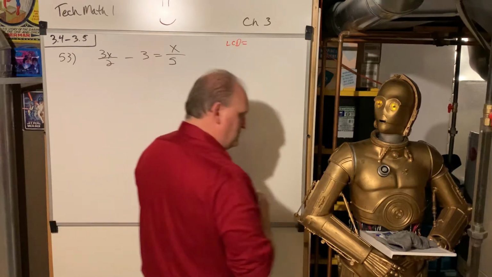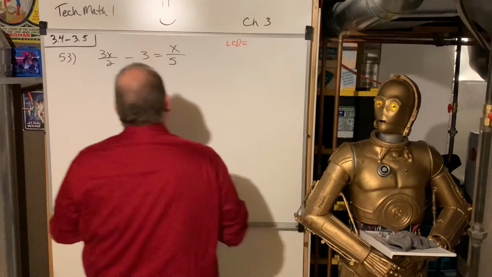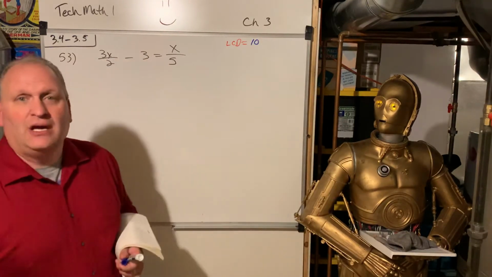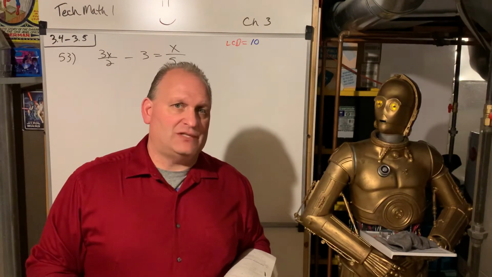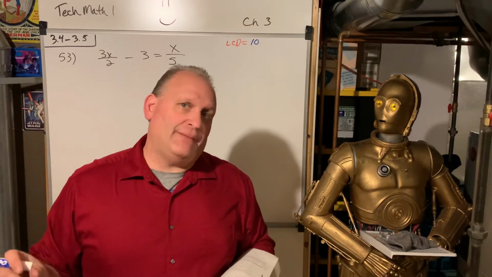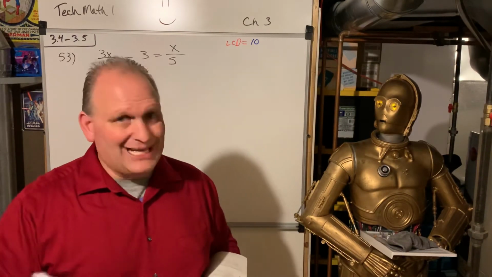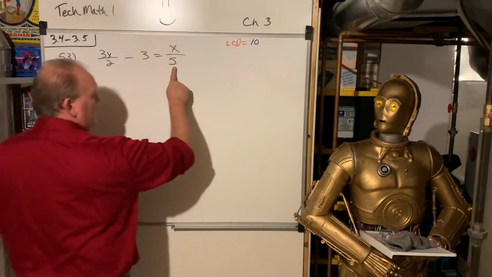Oh, wait, red doesn't really show up good on the board, so I'll use blue. The LCD between 2 and 5 is 10. That is the smallest number that 2 goes into, that 5 also goes into. That's what you're talking about, the lowest common denominator. You want the smallest number the numbers go into, not that go into them. All right? So it's 10.